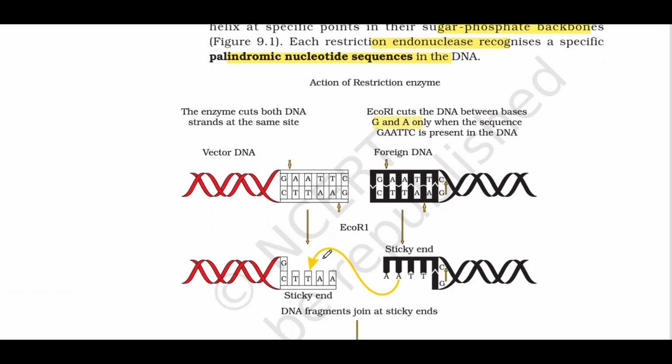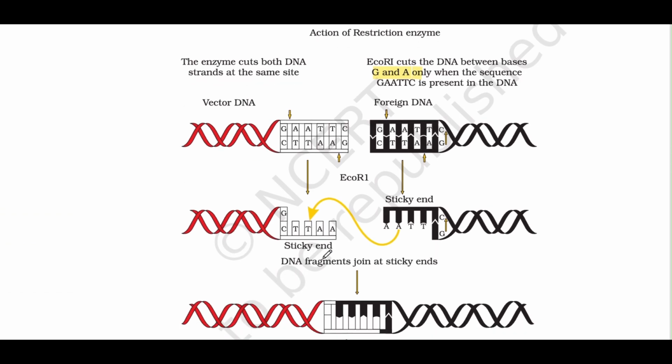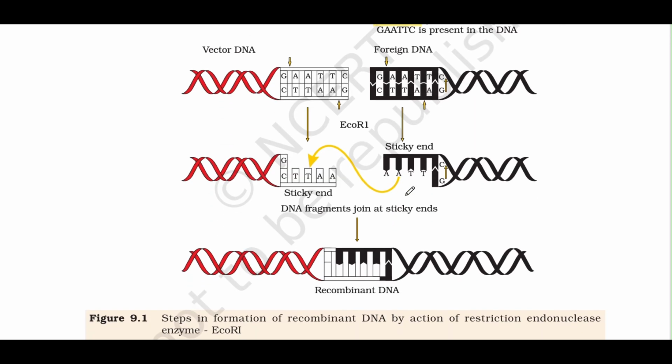So this diagram shows the action of a restriction enzyme. The restriction enzyme cuts the vector DNA and the foreign DNA. Here it's the action of EcoRI. EcoRI cuts between G and A, the guanine and adenine bases. Remember these bases. It makes a cut, so it forms a sticky end. Based on this sticky end, ligases can function. So these are joined by ligases and form a recombinant DNA.